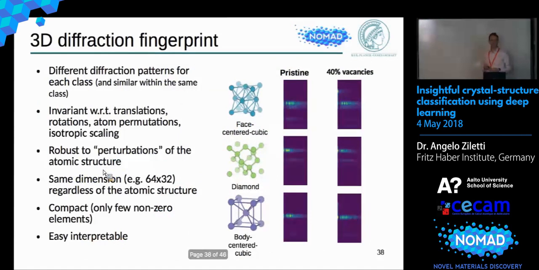This is how they look for the three classes, and here you see that they are different across these three classes. I just did the cubic for now. And still very stable with respect to defects, 40% of vacancies. And it's still the same. And this is now invariant with respect to translation, rotation, atom permutations, isotropic scaling. And it's robust, and still we have the same dimension regardless of the atomic structure, and it's compact. So only few elements are non-zero. The dark blue here is zero.